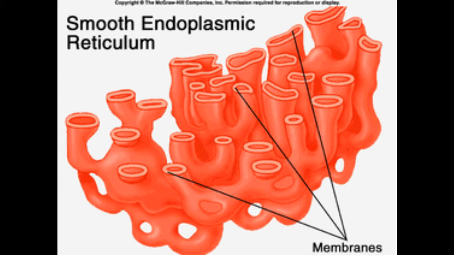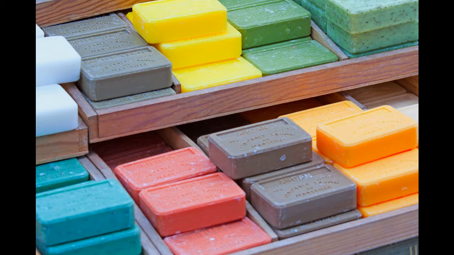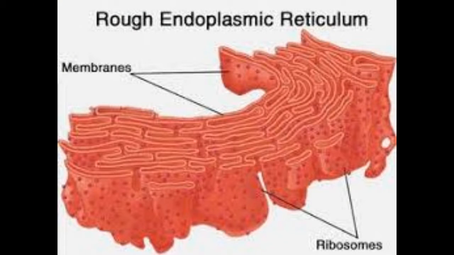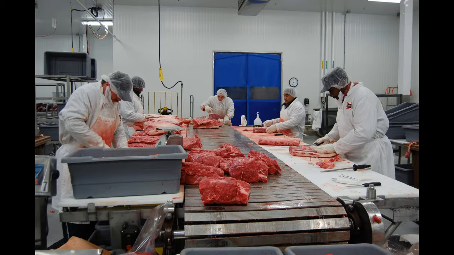The main function of the smooth ER is to form lipids. A soap factory is like the smooth ER because various lipids are melted and molded together to create a soap. The rough ER is an organelle whose main function is to synthesize proteins. A meat factory is like the rough ER because proteins are simplified into cuts of meat.